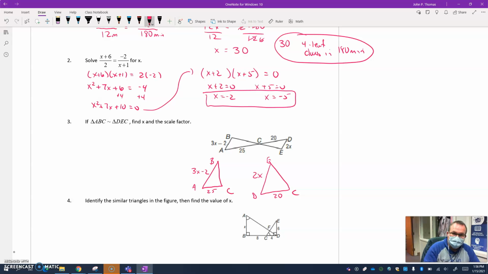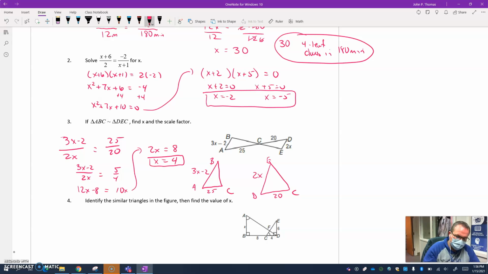All right, at this point I've got things lined up, so I'm just going to set up my proportions very quickly. 3x minus 2 compared to 2x has to equal 25 compared to 20. All right, so I'll simplify that fraction first. So I've got 3x minus 2 over 2x equals 5 over 4. Then we'll cross multiply, distribute as you go. So 12x minus 8 equals 10x. We're going to subtract the 10x off each side, so that's a 2x, and we're going to add the 8 over, so equals 8, and x equals 4.